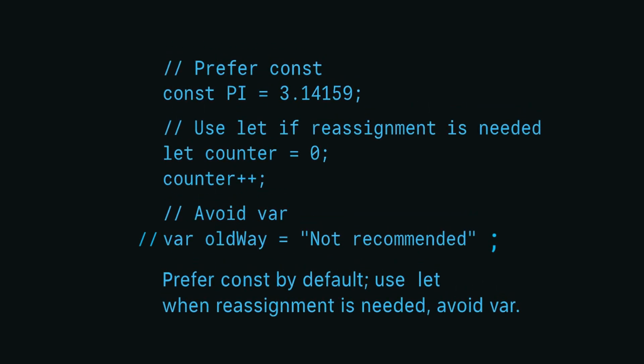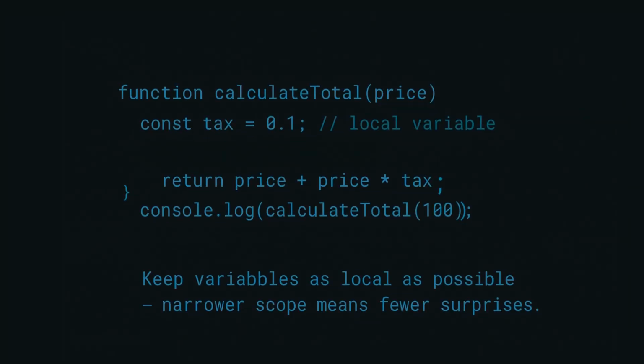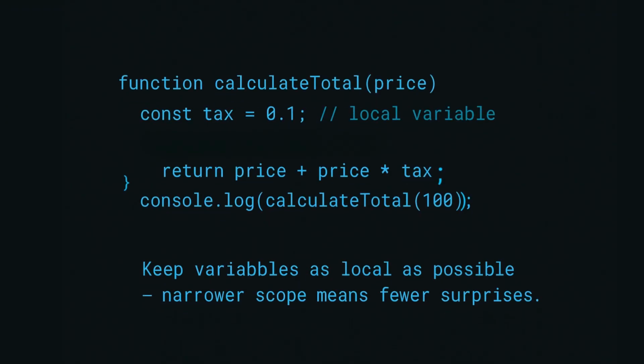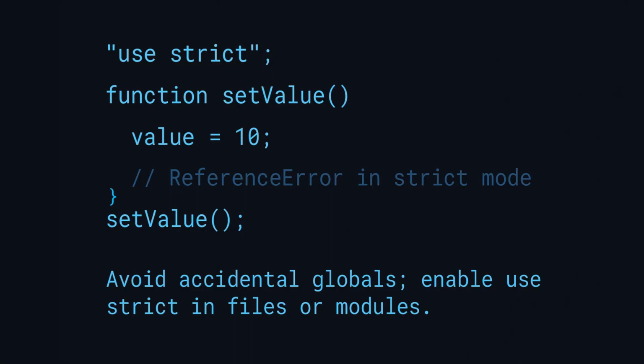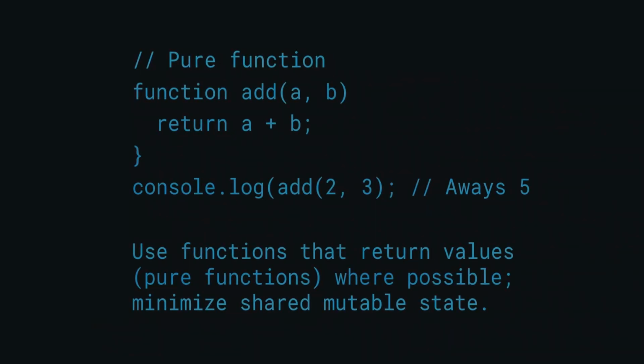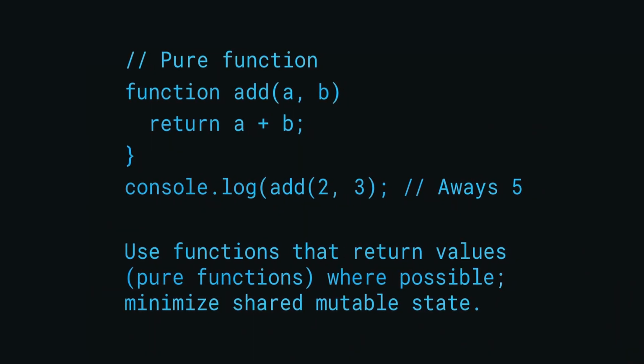Prefer const by default, use let when reassignment is needed, avoid var. Keep variables as local as possible. Narrower scope means fewer surprises. Name variables clearly to reduce shadowing confusion. Avoid accidental globals, enable "use strict" in files or modules. Use functions that return values, pure functions, where possible, and minimize shared mutable state.